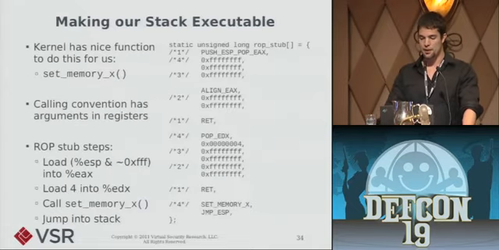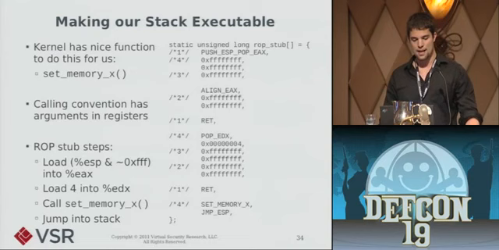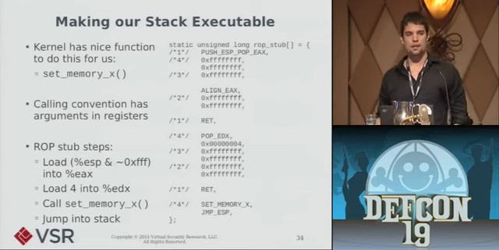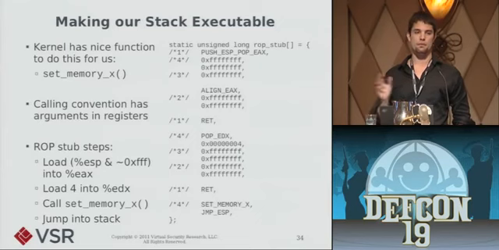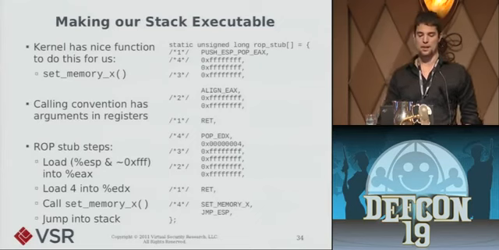So now, actually looking at some code, what we want our ROP payload to do is to make the stack that we overflowed executable so that we can run code on it. And the kernel has a really nice, convenient function that'll take care of all the hard work for us called set_memory_x. And set_memory_x just takes 2 arguments. The first one is an address that you want to mark executable, and the second one is the number of pages from that point that you want to mark. So we're in the kernel, so the calling convention for functions actually has the first 3 arguments in registers. So we just need to keep that in mind.